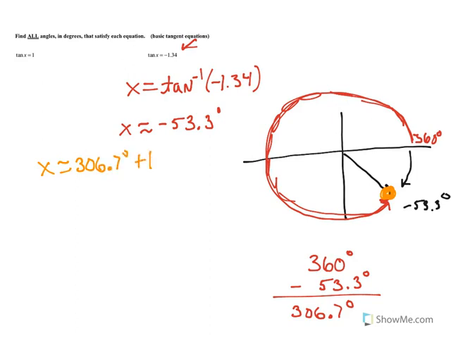Plus multiples of 360. And then where's the other place where tangent can be negative? So tangent could also be negative in quadrant 2. So you're going to have a second solution point in quadrant 2. It's going to need to be the same right triangle as what we had in quadrant 4. So this angle here, the 53.3 degree angle, will need to be right here.